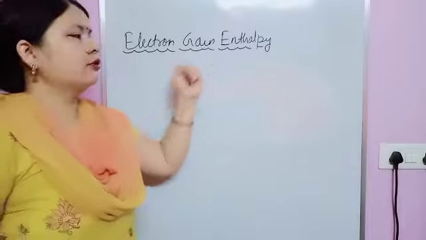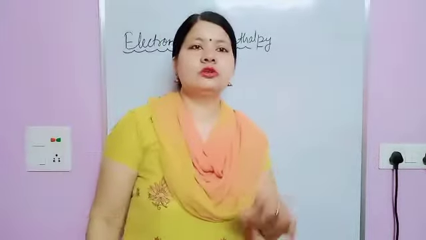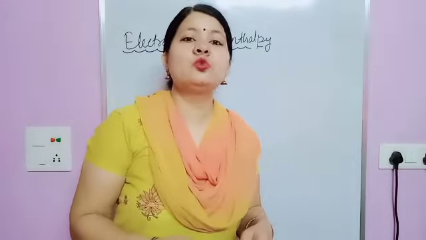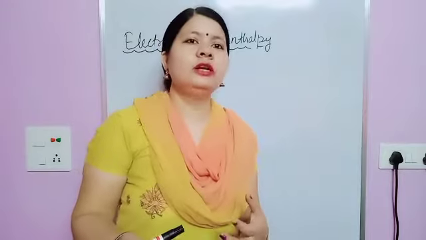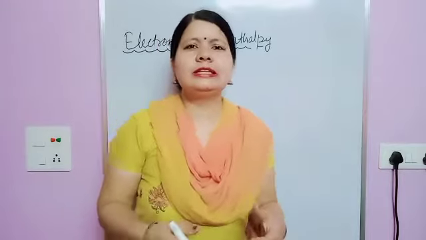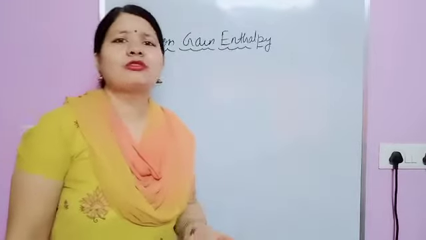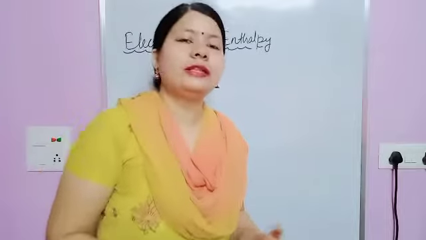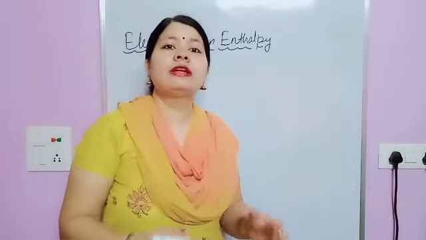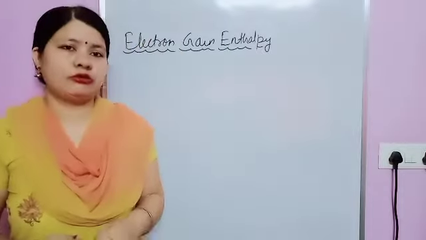Now what is electron gain enthalpy? So simple, it's the amount of energy released when electrons are added in the outermost shell of their isolated gaseous atom. Simply, that energy is released when electrons are added. Whenever electrons are added, the energy that is released is known as electron gain enthalpy, or sometimes we use the term negative electron gain enthalpy.